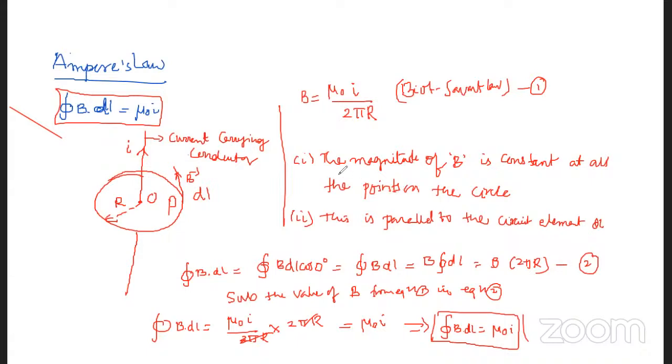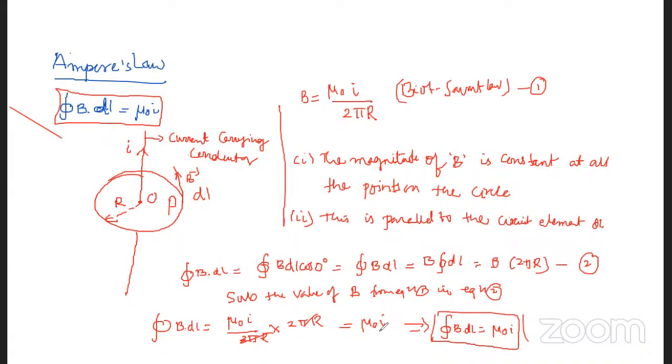And one more thing is that dB is parallel to the circuit element dl. So the line integral of B dot dl is equal to the integral of B dl cos 0, since they are parallel. Therefore it becomes the integral of B dl. B is constant, so we take it outside: B into the integral of dl, which is equal to 2 pi r. So we have got B 2 pi r. We substitute this value in equation 1, so we get mu naught by 2 pi r into 2 pi r, so it becomes mu naught I.